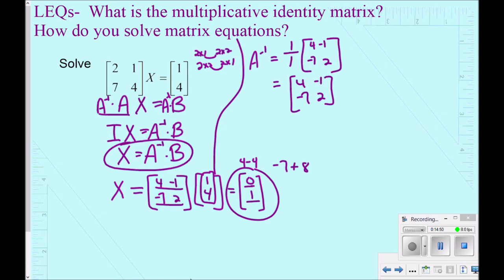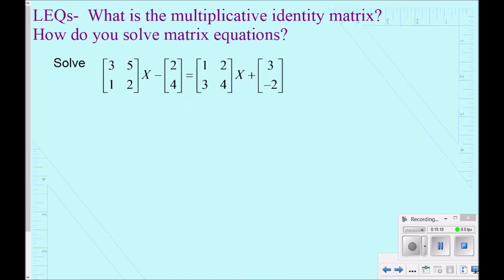Now, just like with linear equations, just like 5x equals 10, and if I solved and got 2, I can check that by substituting 2 back into the equation. Same thing here. If I wanted to, I could substitute 0, 1 up in this equation for matrix X. And then I'd multiply this matrix 2, 1, 7, 4 times 0, 1, and I should get 1, 4 when I do that. Okay. All right, go ahead and get that in your notes.